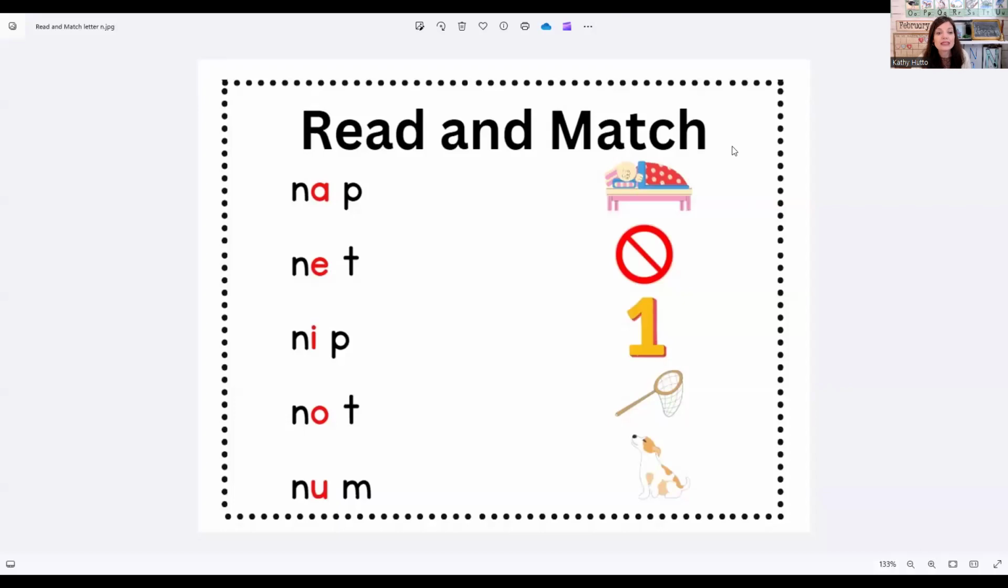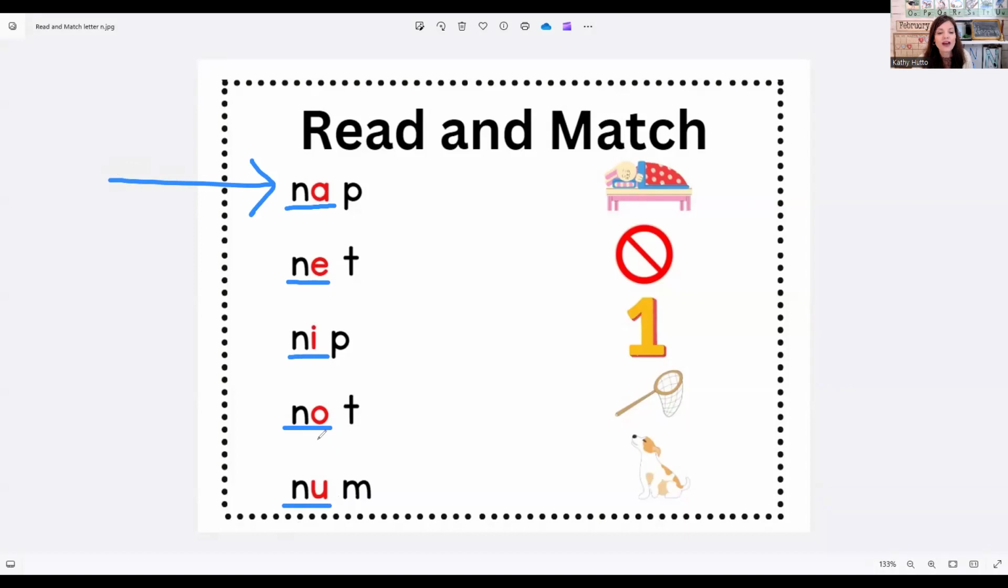Can you help me sing the vowel song? A, E, I, O, U, A, E, I, O, U, A, E, I, O, U.